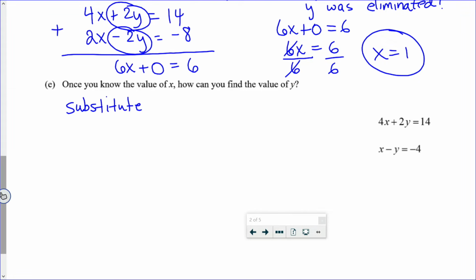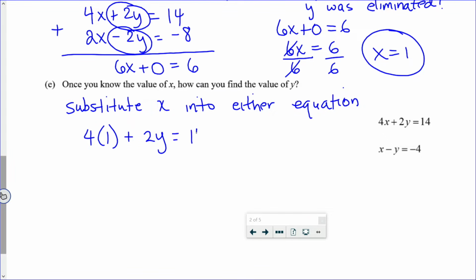Substitute x into either equation. And in fact, let's do that. Because it doesn't really make too much of a difference to me, I'm going to substitute it into the first equation. 4 times 1 plus 2y is equal to 14. I get 4 plus 2y is equal to 14.